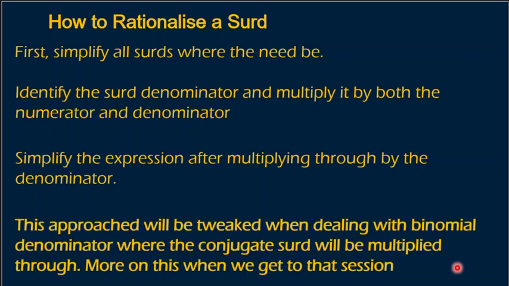But if it is a binomial denominator, then we have to tweak the method a bit by taking the conjugate surd and then multiply it by the numerator and the denominator. So when we find that the denominator of a binomial expression is a surd, then we have to take the conjugate surd of that denominator and then multiply by both the numerator and the denominator. You don't have to worry your head now. When we get there, we'll explain it in simple terms for you to understand.